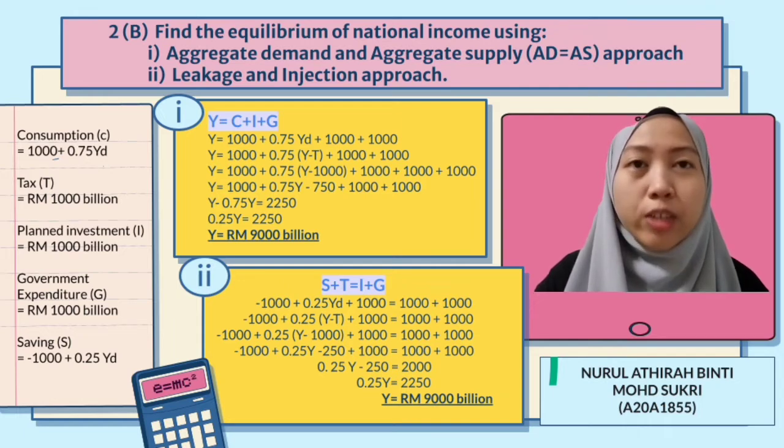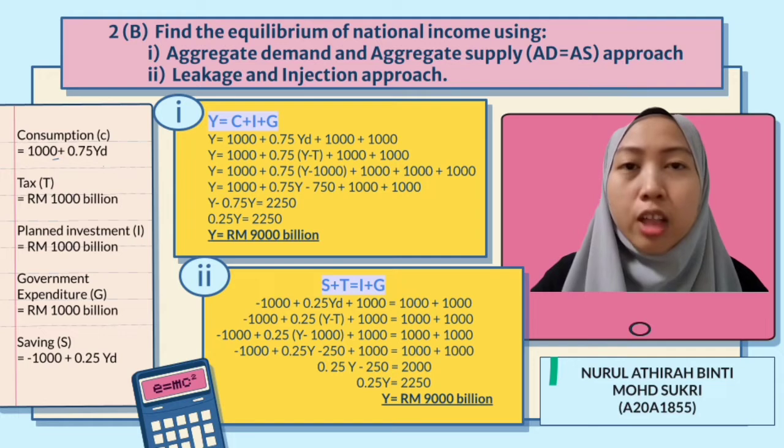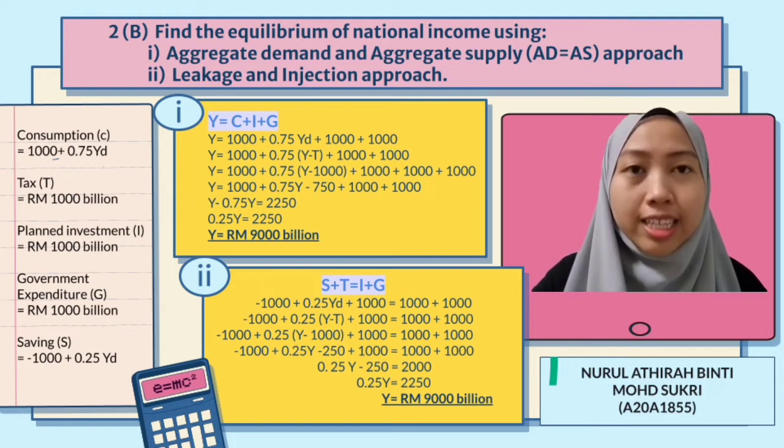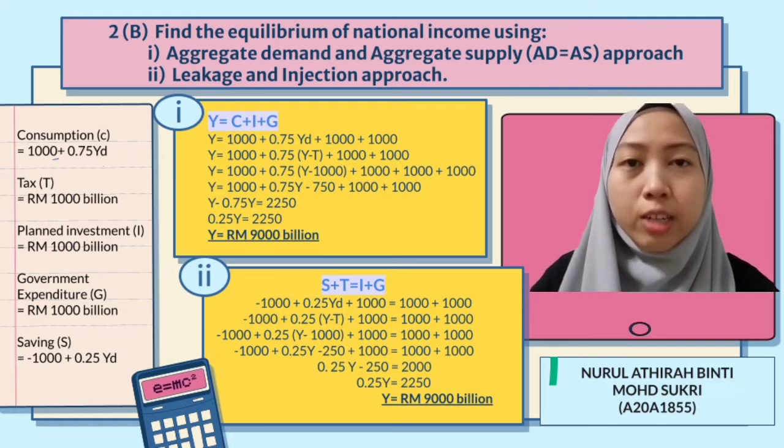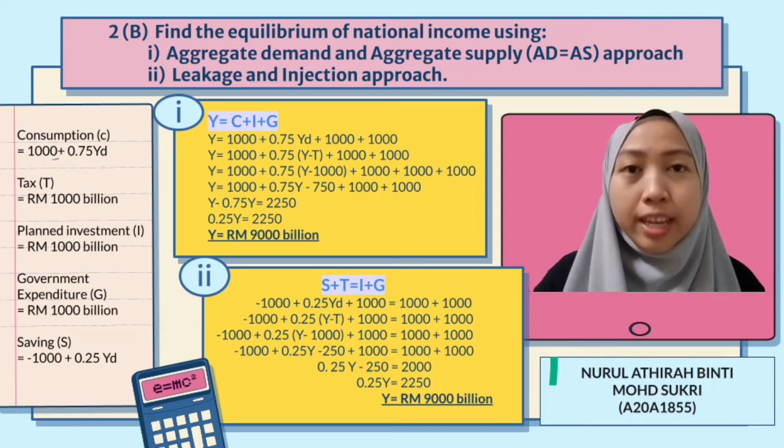Next, the question for 2B. Find the equilibrium of national income using, the first Roman, aggregate demand and aggregate supply. The formula AD equals AS is Y equals C plus I plus G. The value for consumption is 1,000 plus 0.75 YD, and each value for investment and government expenditure is RM 1,000 billion.